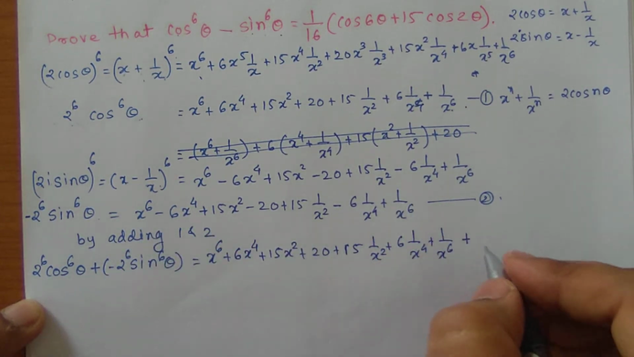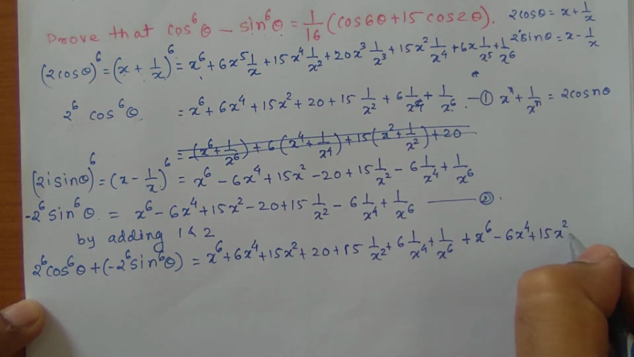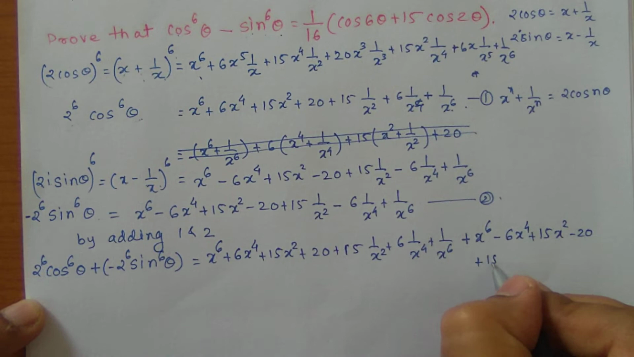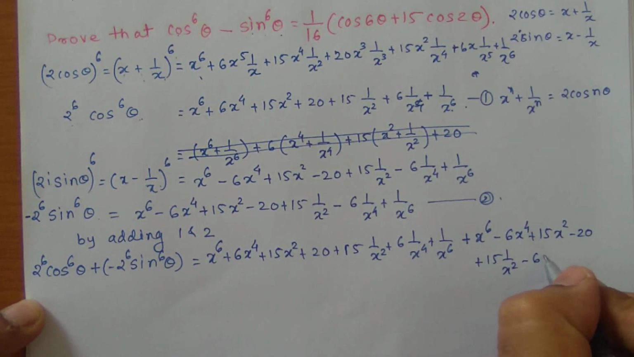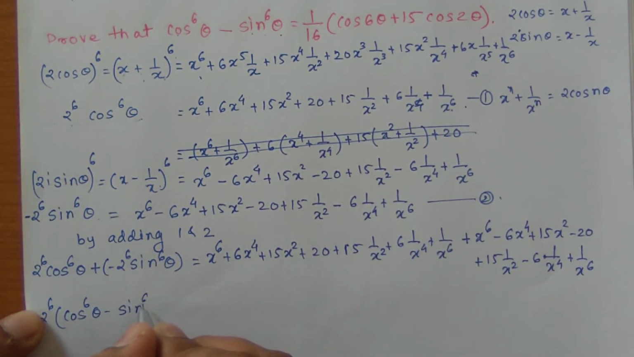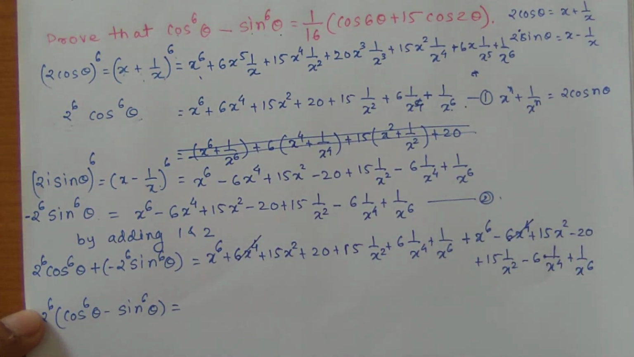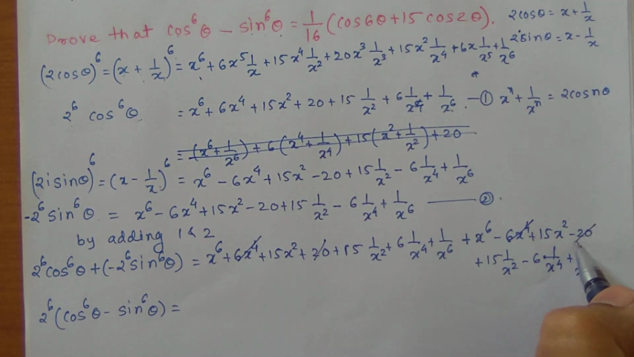Now the second, that is plus x raised to 6 minus 6x raised to 4 plus 15x square minus 20 plus 15 into 1 upon x square minus 6 into 1 upon x raised to 4 plus 1 upon x raised to 6. Now from these two we can have 2 raised to 6 common inside of the bracket. Cos raised to 6 theta minus sin raised to 6 theta is equal to, now plus 6x raised to 4 minus 6x raised to 4 get cancelled, the plus 20 and minus 20 will get cancelled, plus 6 into 1 upon x raised to 4 minus 6 into 1 upon x raised to 4 get cancelled.